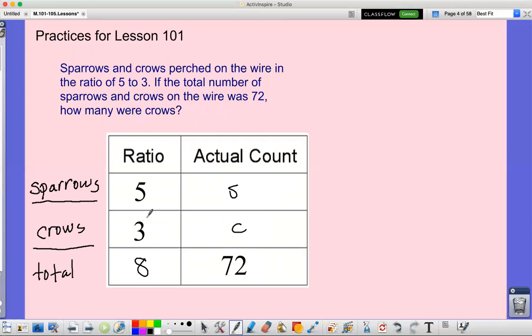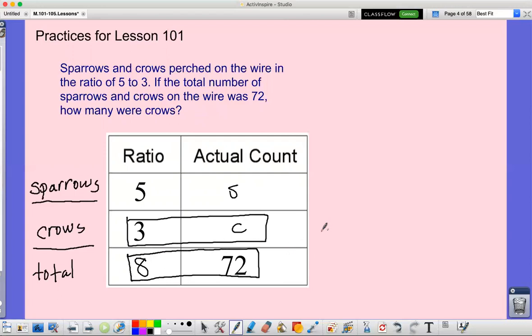So that means I want to use this line right here, the 3 and C. And I need to use the values that I already know, these right here, to create that. So that means my values are 3 is to 8 as C is to 72. And then I just need to cross multiply, just like we did before. So this would be 8C. So 8C equals 3 times 72.